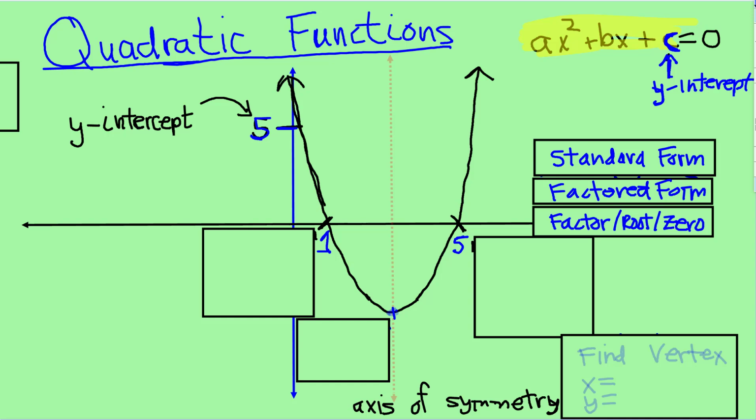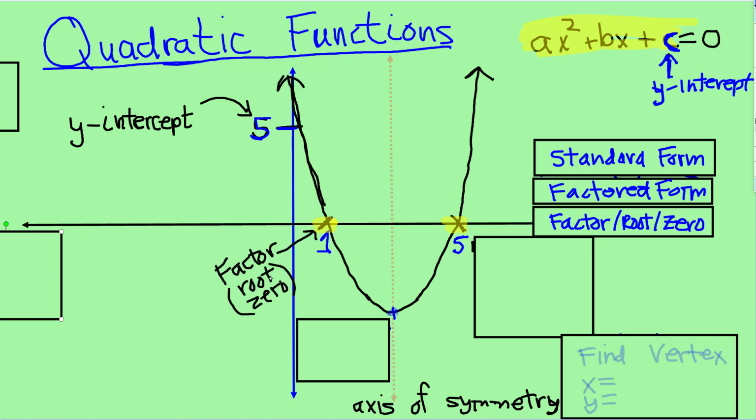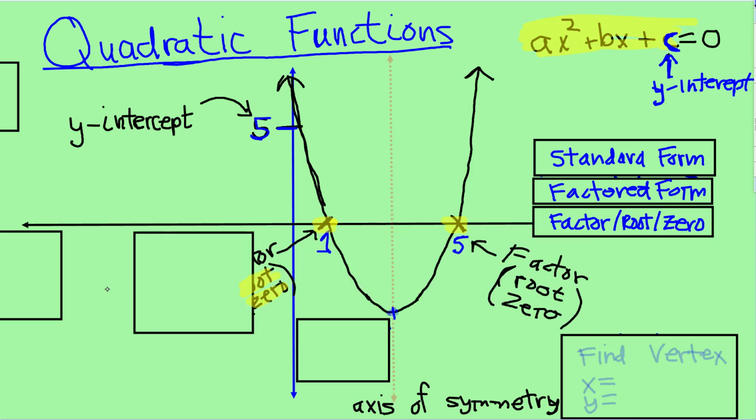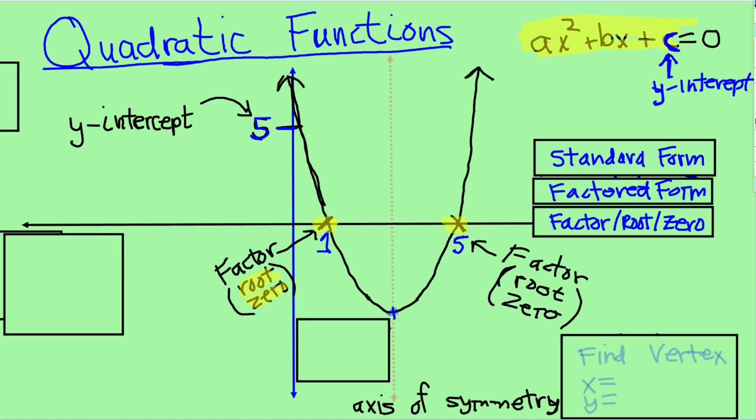In factored form, we get what's called the factors. These factors are also called roots or zeros. They mean the same thing. They're all talking about where the parabola touches the x-axis. So they serve as x-intercepts. So factors serve as x-intercepts. This c value right here serves as a y-intercept.